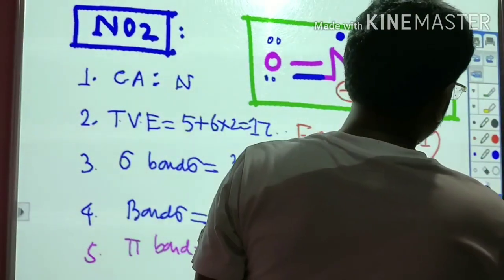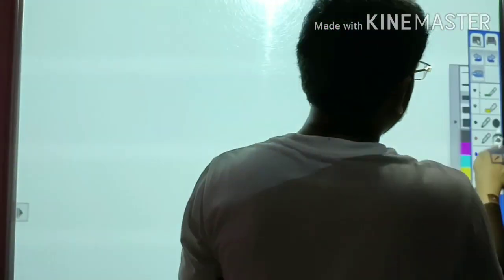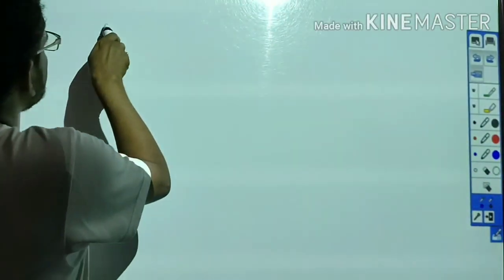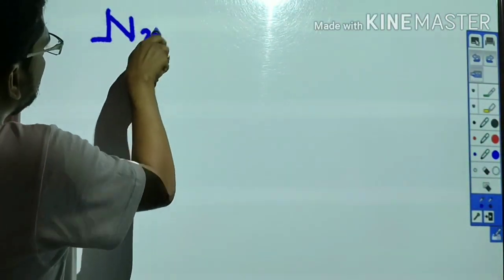Now let me show the Lewis structure for azide, N3 minus.